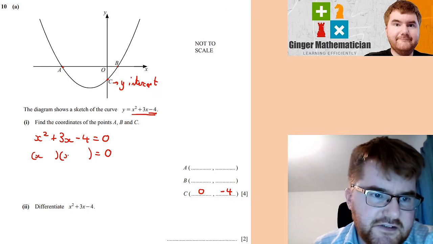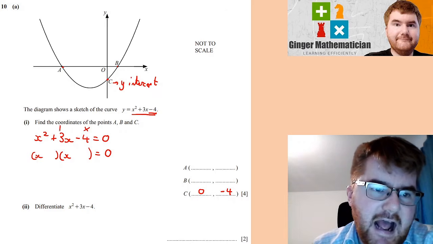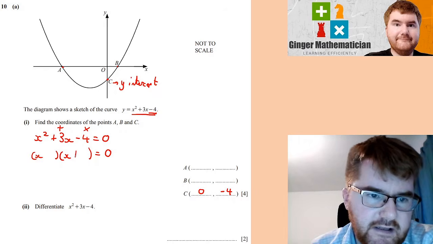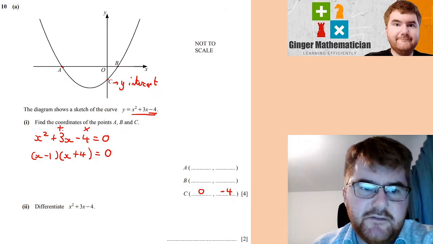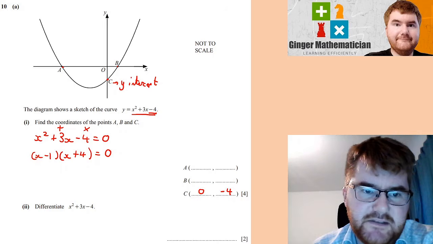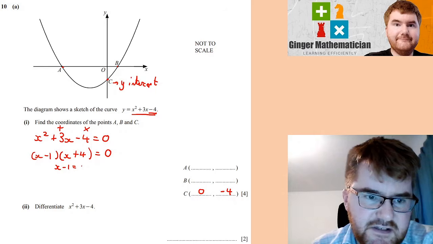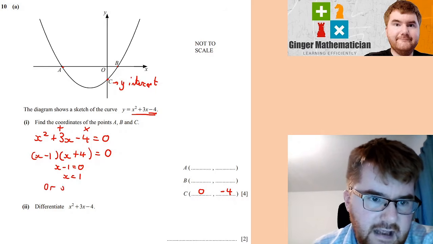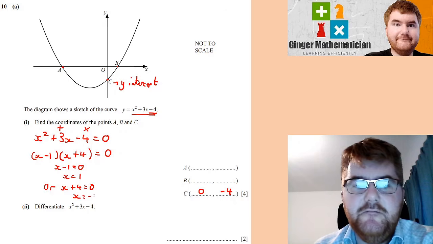And the way I tend to solve these is I look for two numbers that multiply to give me minus 4, add to give me plus 3. And the numbers that seem to work here are plus 4 and minus 1. 4 minus 1 is 3. 4 times minus 1 is minus 4. I need to solve this. Well, either x minus 1 is equal to 0, so x is 1, or x plus 4 is equal to 0, and x is minus 4.